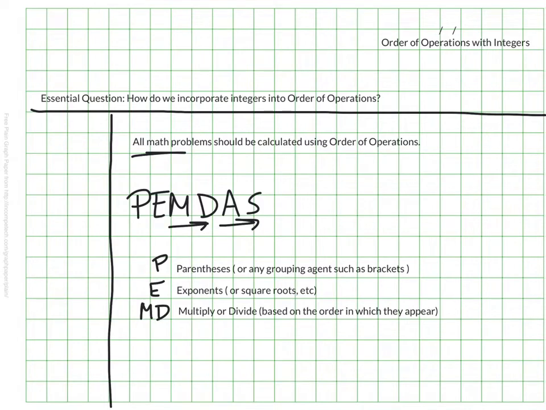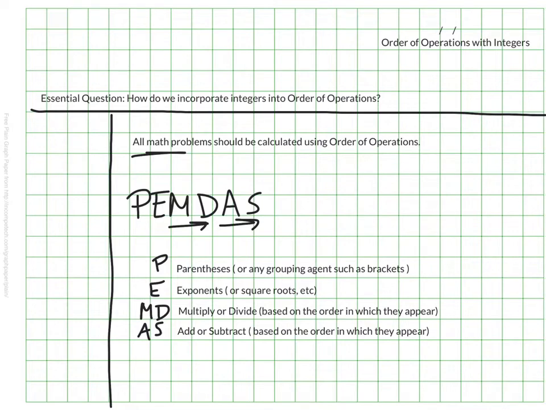Our M and our D, of course, are multiply and divide, and we do those operations based on the order in which they appear in the problem. Much like our last step, add and subtract, which also are solved in the order in which they appear in the problem. This does not change even when we are using operations that involve integers, right? So this is our standard setup.